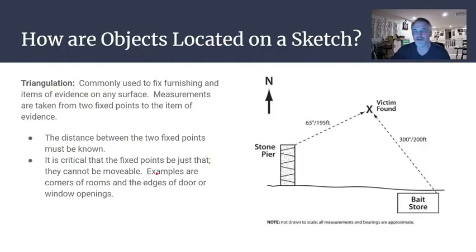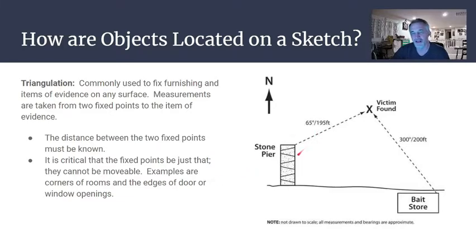And then you also have triangulation. Triangulation is commonly used to fix furnishings and items of evidence on any surface. Measurements are taken from 2 fixed points to the item of evidence. The distance between the 2 fixed points must be known. It is critical that fixed points be just that. They cannot be movable. Examples are corners of rooms or the edges of a door or window opening.